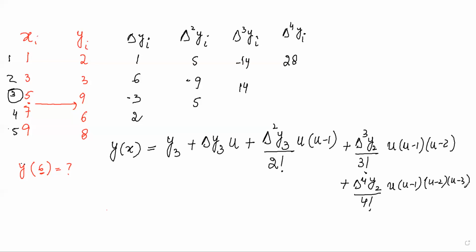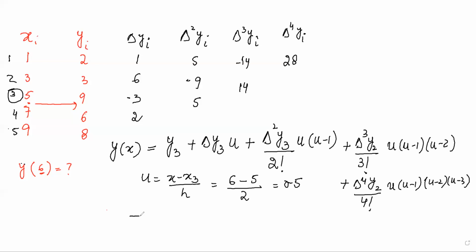So first find the value of u. u is equal to x minus x3 divided by h. Our x is equal to 6, minus x3 is equal to 5, and the distance between the corresponding values, 3 minus 1 is 2, 5 minus 3 is 2, that becomes equal to 0.5.